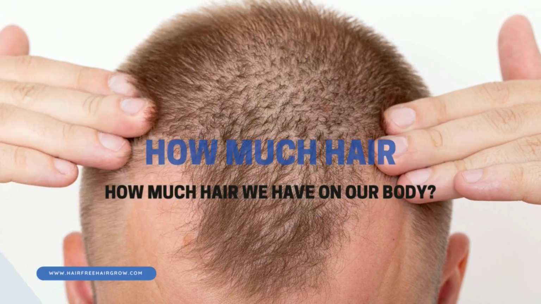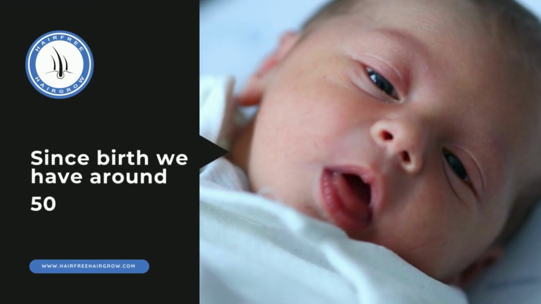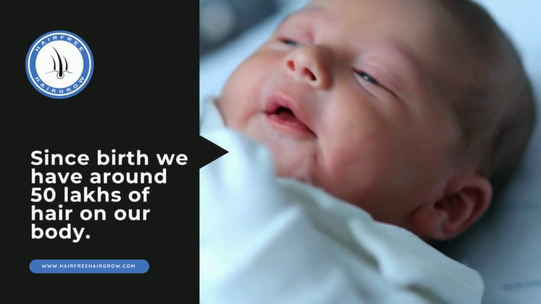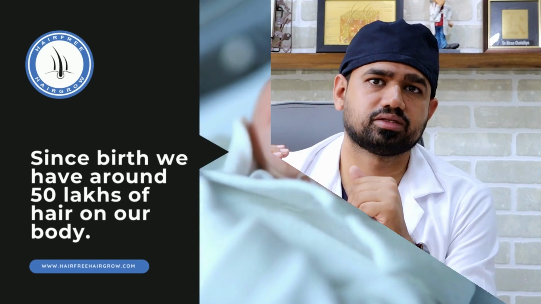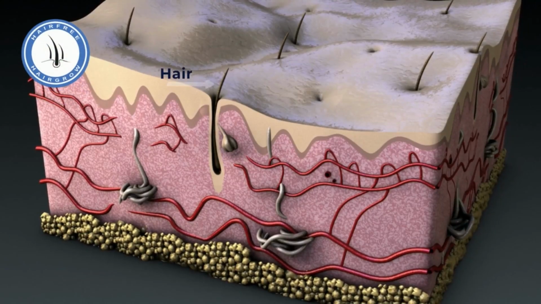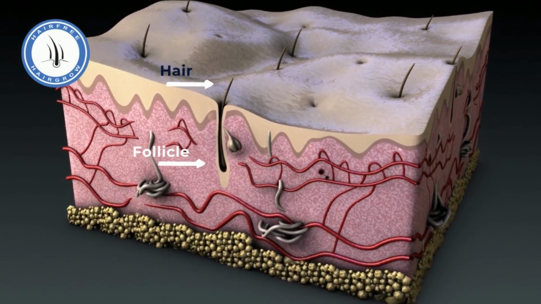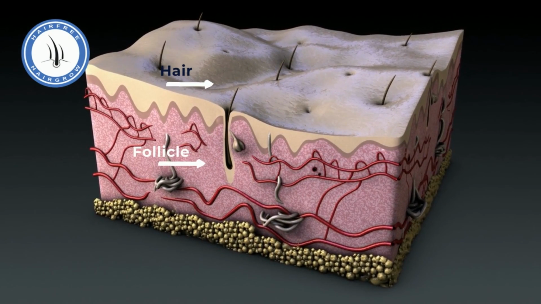Since birth, the majority of us are having around 50 lakh hairs on our body. These hairs are in two portions. One is the upper portion which is coming out of the skin, that is known as hair, and the inside portion from which the hair is generated, hair is manufactured, that is known as the follicle. So it's the manufacturing hub of hair. That is totally the unit known as the hair follicle. So this hair follicle, we are actually having 50 lakhs.